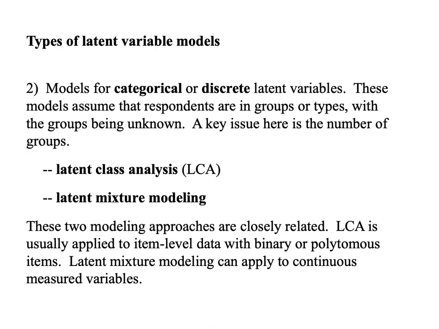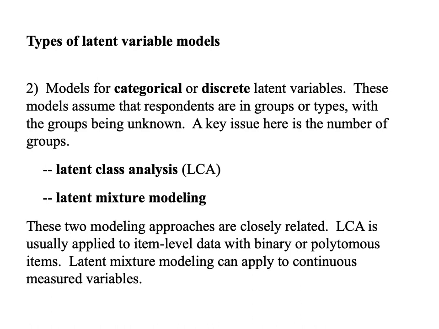A second class of latent variable models assume that the latent variables are not continuous, but rather categorical or discrete, so that in using these models, you're considering the idea that respondents are not arrayed along continuous dimensions, but exist in groups, the groups being unknown initially, but you might believe that whatever it is you're measuring really defines types of people rather than continuously classified dimensions along which we place people. And a key issue in any use of these models is going to be how many groups are there? 2 groups, 3 groups, how many? The two broad techniques or sets of models for doing this are latent class analysis and latent mixture modeling.